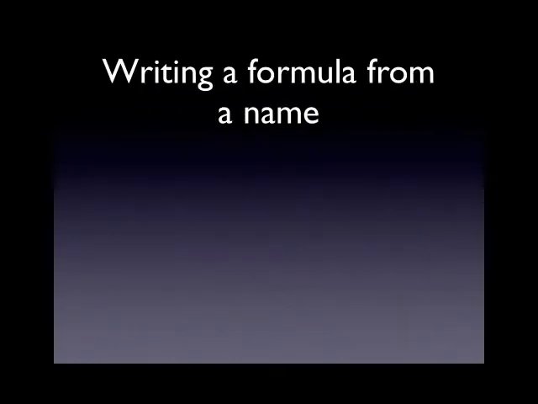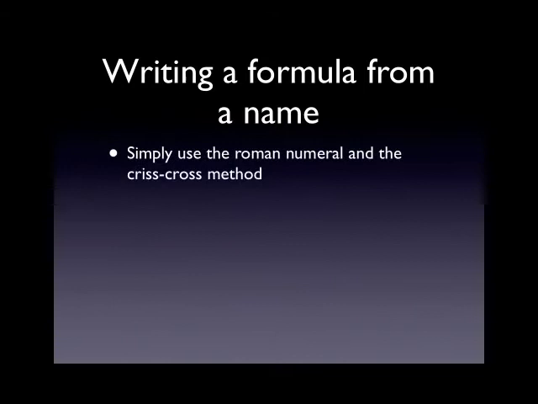Don't forget writing a formula from the name. Simply use the Roman numeral and the crisscross method. This is actually pretty simple if you know what the Roman numeral stands for. The Roman numeral stands for the charge. So when it says iron 3 oxide, that means it's Fe +3, iron, Fe, and then oxide. So write the symbols, crisscross, reduce them.